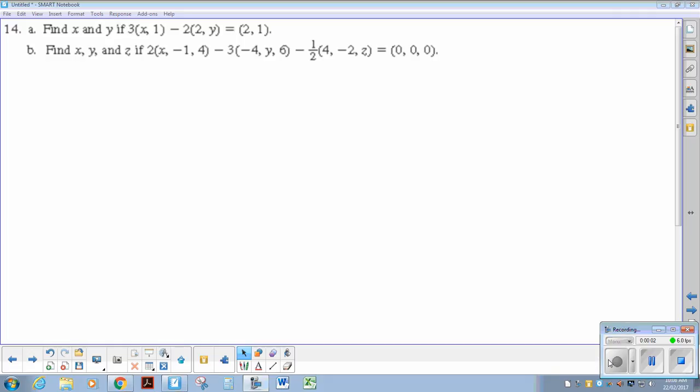All right, so I'm looking at question 14 from lesson 3. And what I'm going to do is question B, because in all honesty, this is the one that's going to cause most people the largest headache. So we're going to go through and I'm going to do B together because it's the hard one.